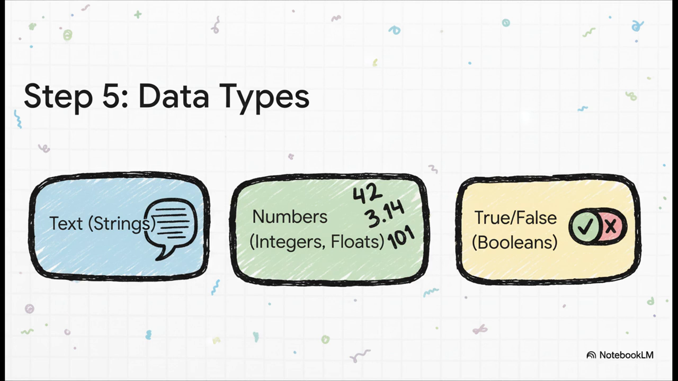Now, of course, these boxes need to hold different kinds of stuff. You wouldn't store your name the same way you store your age. These different kinds of information are called data types. The big 3 you'll see everywhere are text, which programmers for some reason call strings, numbers, and simple true or false values, which are known as Booleans.